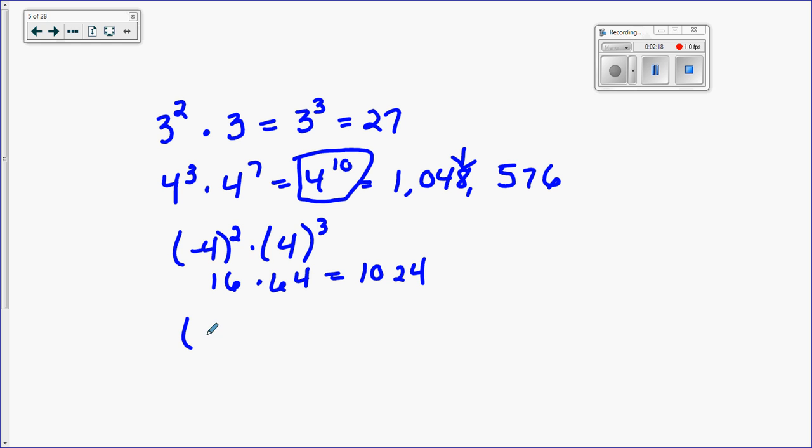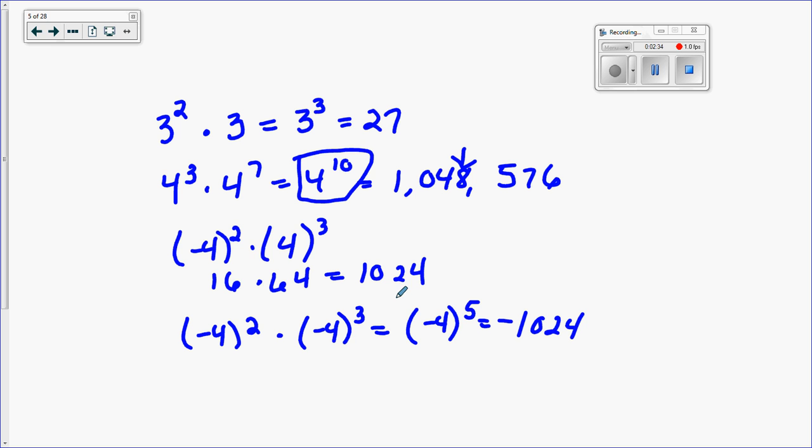So now if I did it this way, negative 4 to the second times negative 4 to the third, okay, now I can add them and get negative 4 to the fifth, and that comes out to be negative 1,024. Okay, the bases have to be the same in order to be able to add the exponents. So up here, you would have gotten the wrong answer had you done it that way.